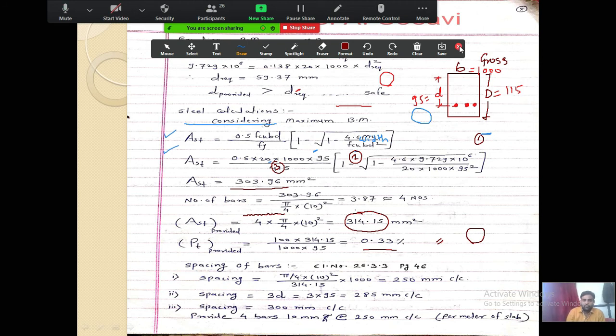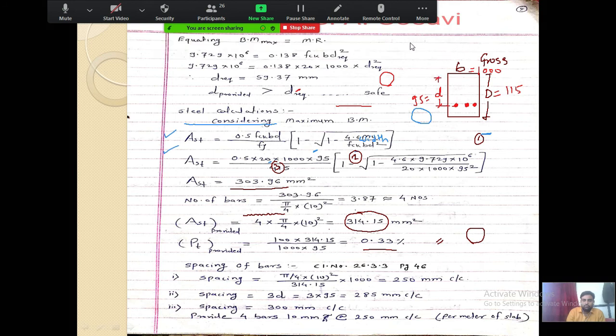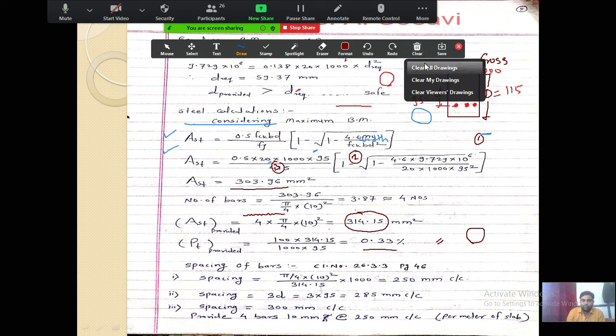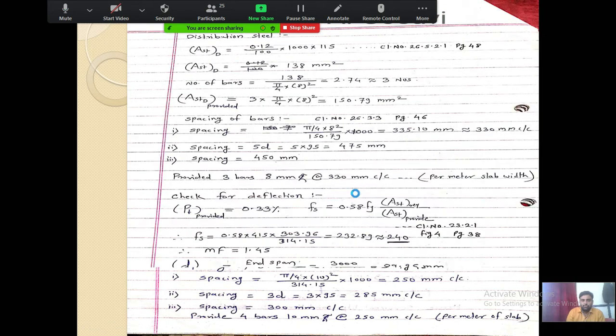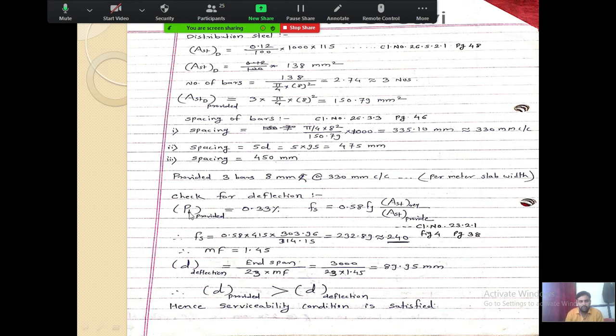Now again, if we move to the next slide, I will clear all these things first. Now in the next slide also, see here, percentage of steel provided 0.33, fs, we put the value here. AST required is 303.96 divided by AST provided 314.15. If you calculate, you will get the value as 332.89.